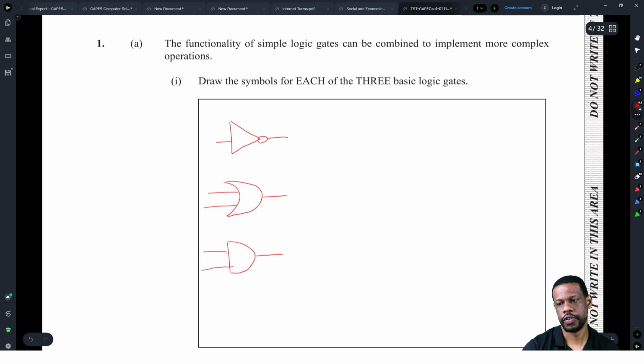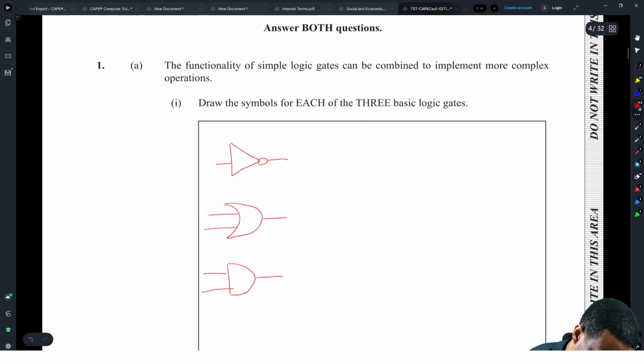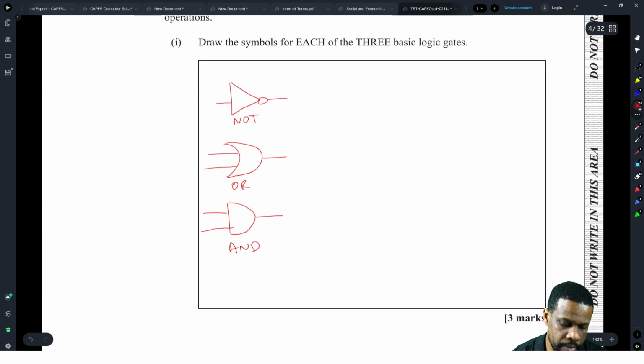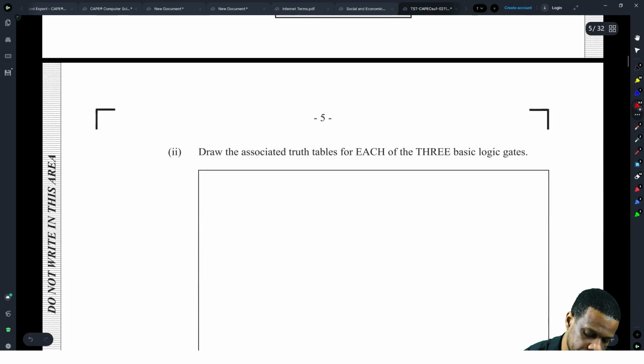You should get 1 mark for each. Nothing too special there. Did they ask you to name it? We should name it: NOT, OR, AND. They didn't ask you to name it, but I'm positive that they will give you a mark. But they won't give you a mark if you don't name it.